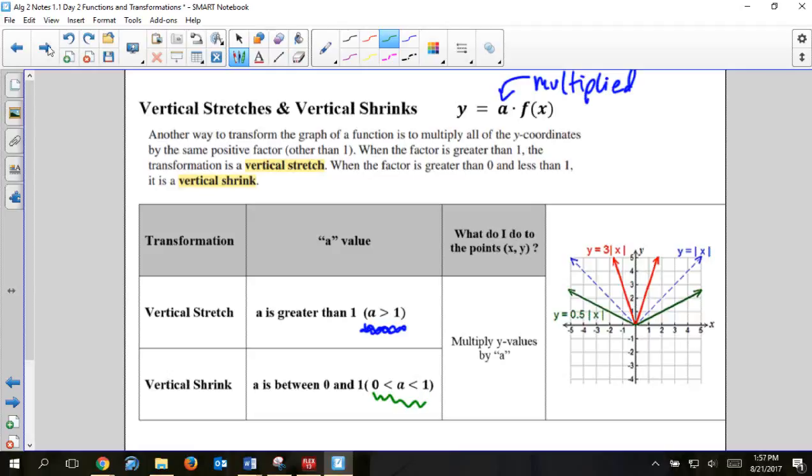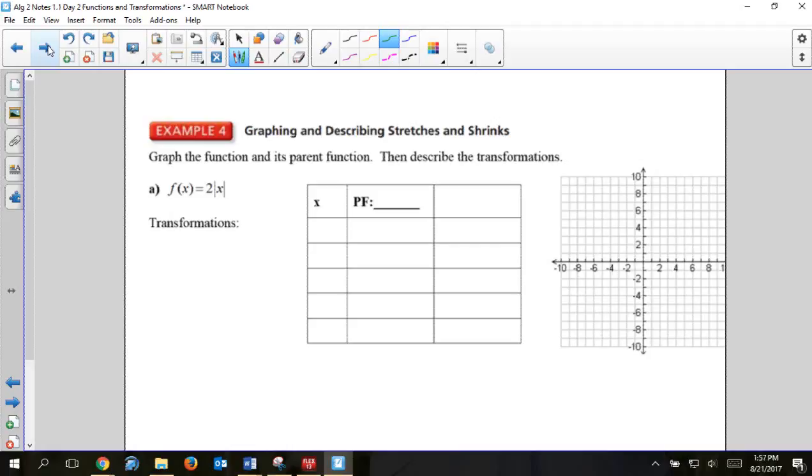Okay, let's do an example with this. So here we have f of x equals 2 absolute value of x. First of all, what is our parent function? What is the family? Absolute value. So our parent function, I did not put in here for you. Fill it in. Parent function is f of x equals absolute value of x. Put that in there. And then we're going to go to the front page of our packet, and we're going to fill out the parent function of x's and y's. So that's -2, -1, 0, 1, 2, and then absolute value makes everything positive, 2, 1, 0, 1, 2. And then we'll graph that too.